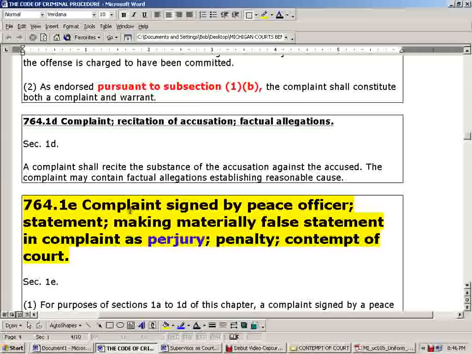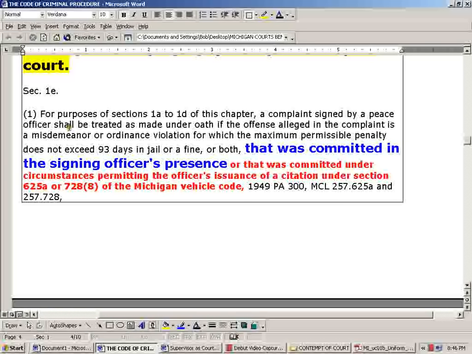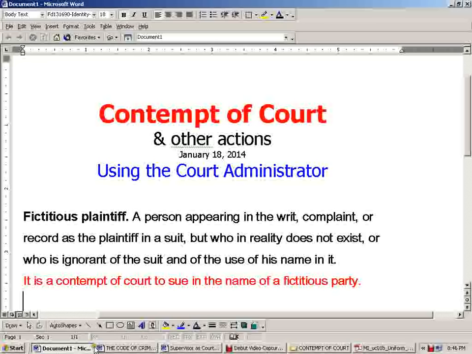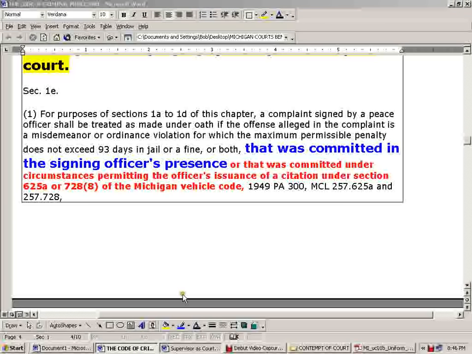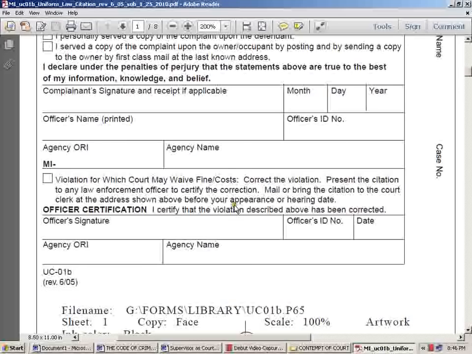Complaint signed by a peace officer. Statement making material false statement in complaint as perjury. Penalty, contempt of court. For the purposes of, was committed in the signing officer's presence. Well, again, where the heck is it at? Complainant signature and receipt. Signing officer, he's got to sign it.